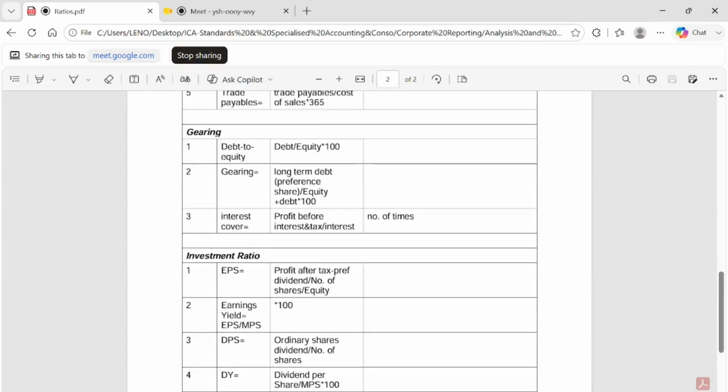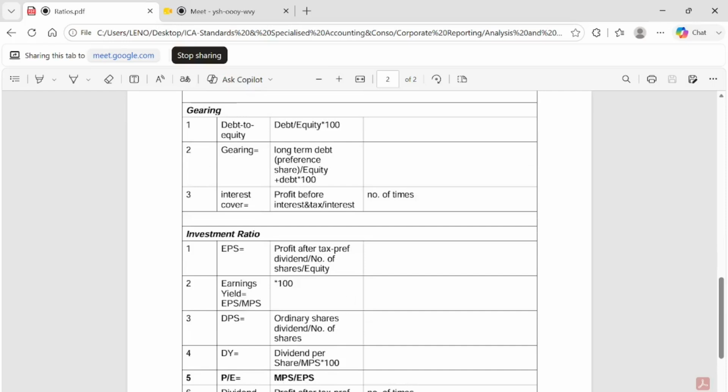So let us come to gearing. What is gearing? When we say gearing, how do you understand gearing? We are talking about how an entity uses either its debt or equity in order to run its business. So it simply means the extent to which the company finances its business with debt relative to its equity.